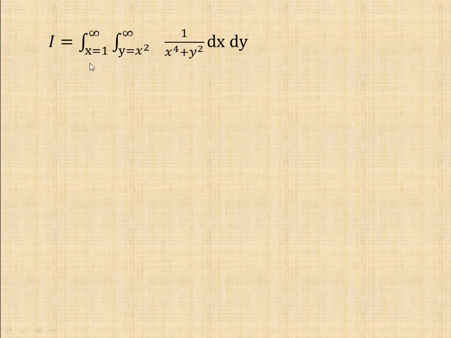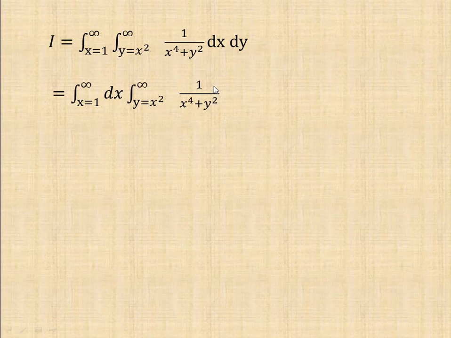I will write the example now. I equal to integral x equal to 1 to infinity and y equal to x square to infinity 1 by x raised to 4 plus y square dx dy. As the integral shows now, x has constant limits and y has variable limits. That means we must integrate with respect to y first. We make separate integrals. First integral will be from x equal to 1 to infinity, that is dx. Second from y equal to x square to infinity 1 by x raised to 4 plus y square dy. Assume this as equation 1.